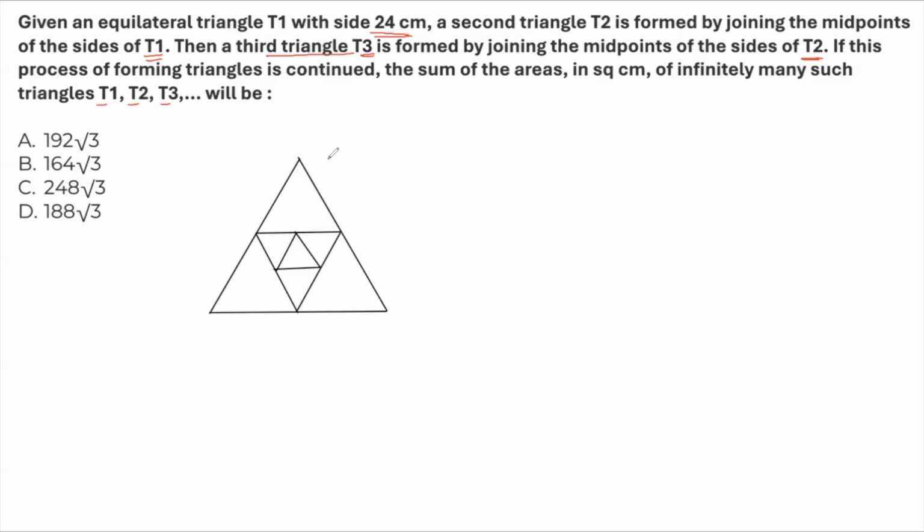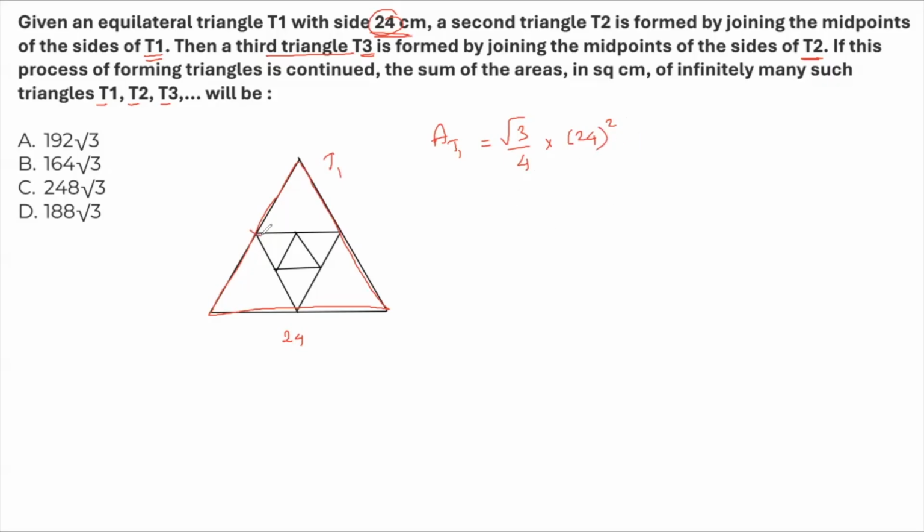So let's consider the big triangle T1 in this case. This is my big triangle T1 as you can see right now. In this triangle, the side has been given as 24, and we note that this is an equilateral triangle, and the area of an equilateral triangle is always root 3 upon 4 into side square. So for this triangle, the area is root 3 upon 4 into 24 square.